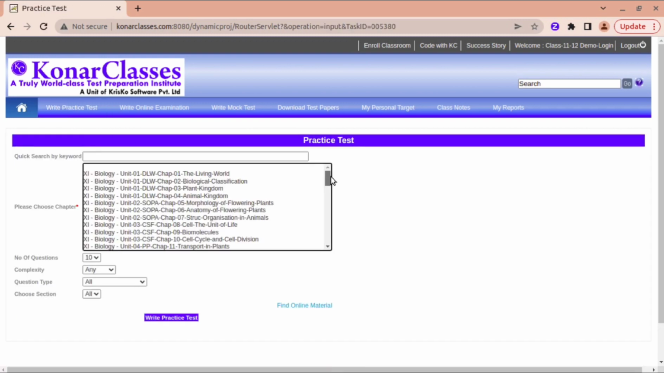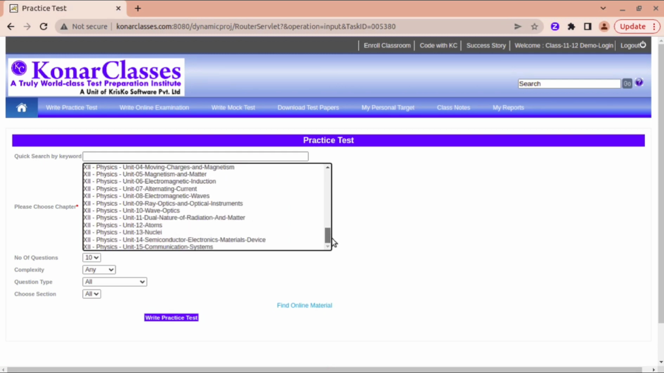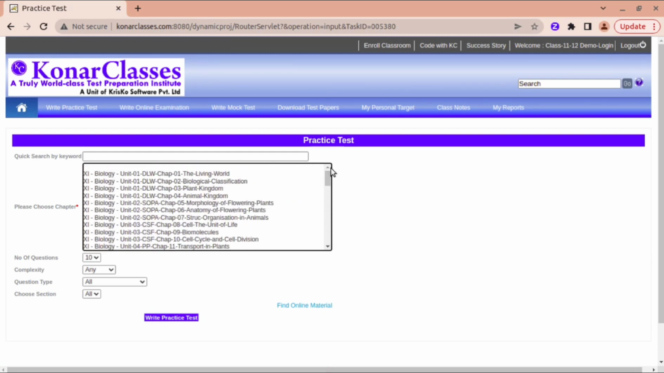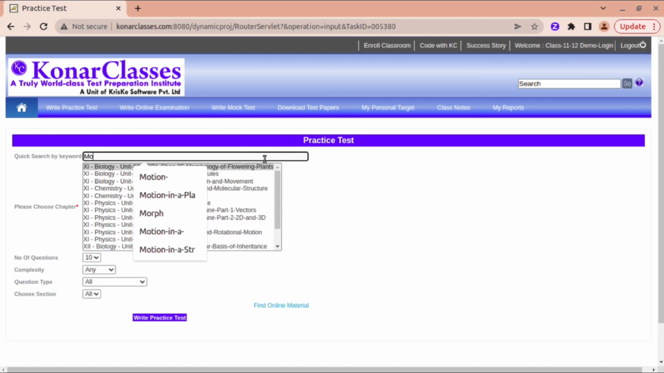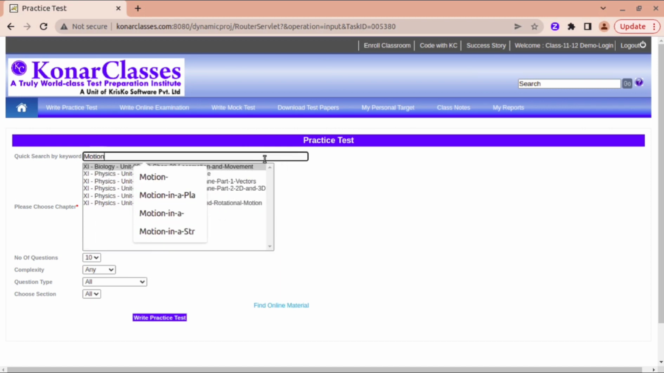Now here you will see that all the topics of 11 and 12 are available, because those are the topics or chapters enabled for this login. For example, in a physics chapter or unit, say motion in a straight line, if you want to appear for a test from motion in a straight line, you write here motion in a straight line.